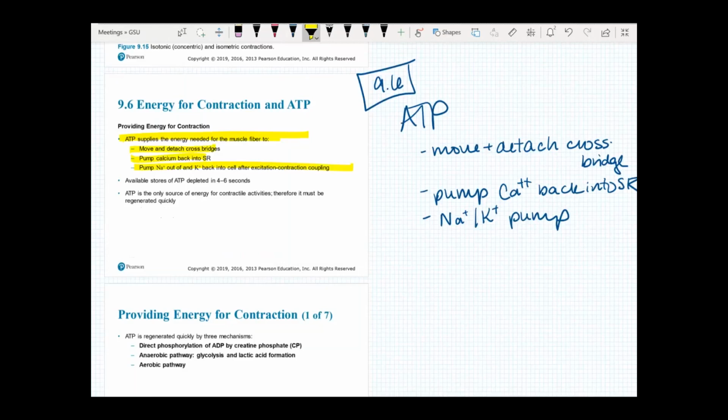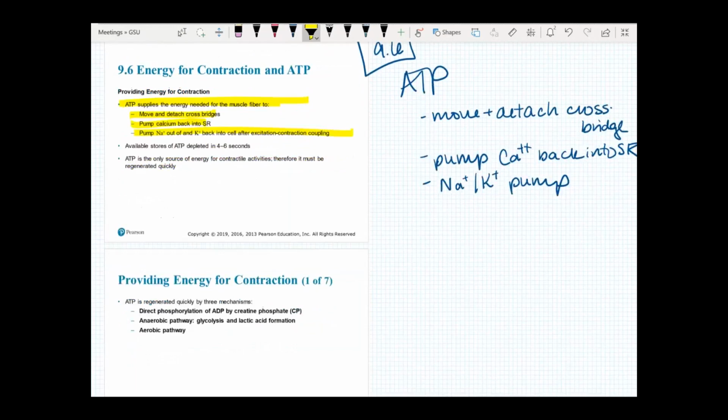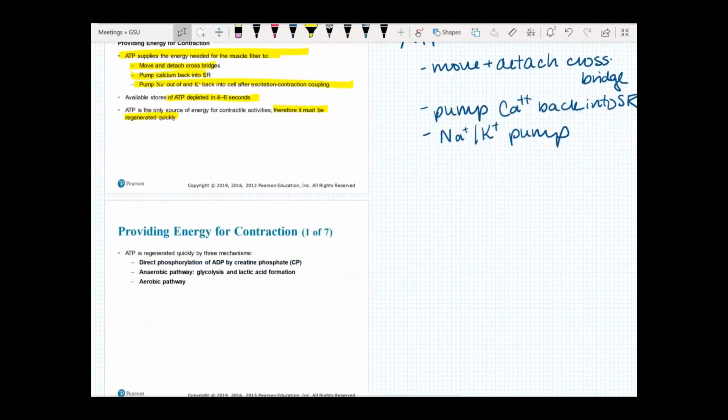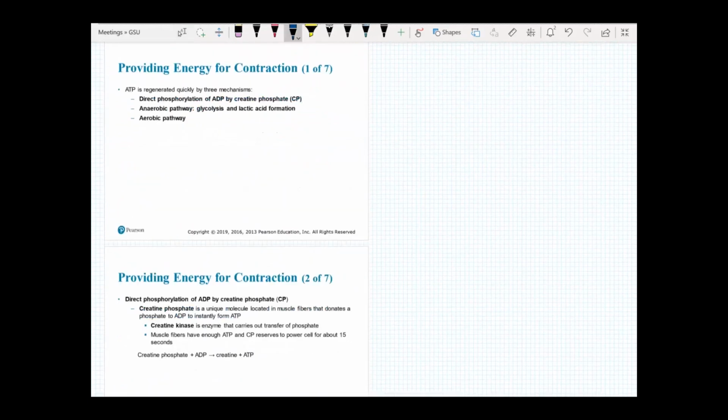So how do we get ATP? We store it, but we use it really quick. So when we use our ATP, we're able to produce our own, but we use it very, very fast. So therefore, we need to come up with some sort of regeneration where we can make ATP quickly because we use it so much. So ATP is going to be regenerated.